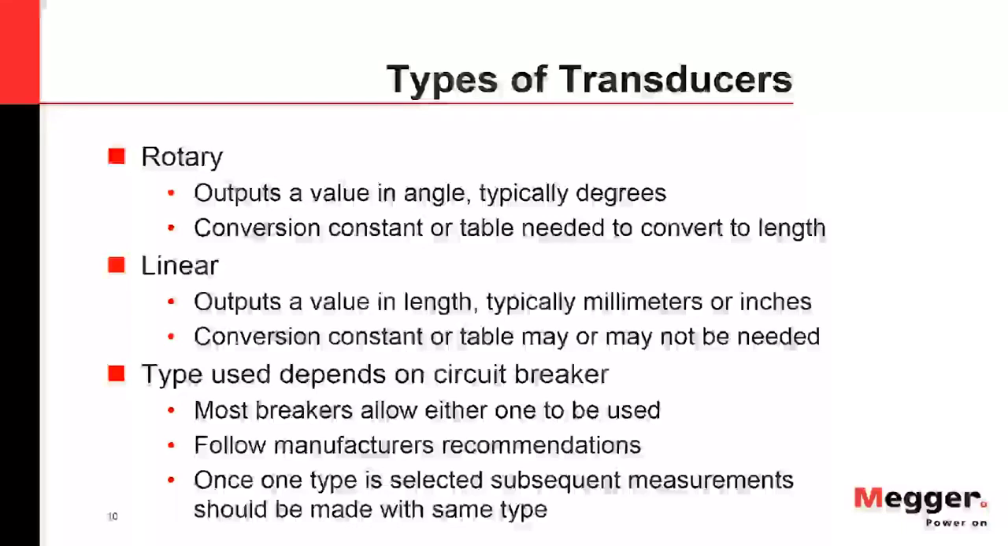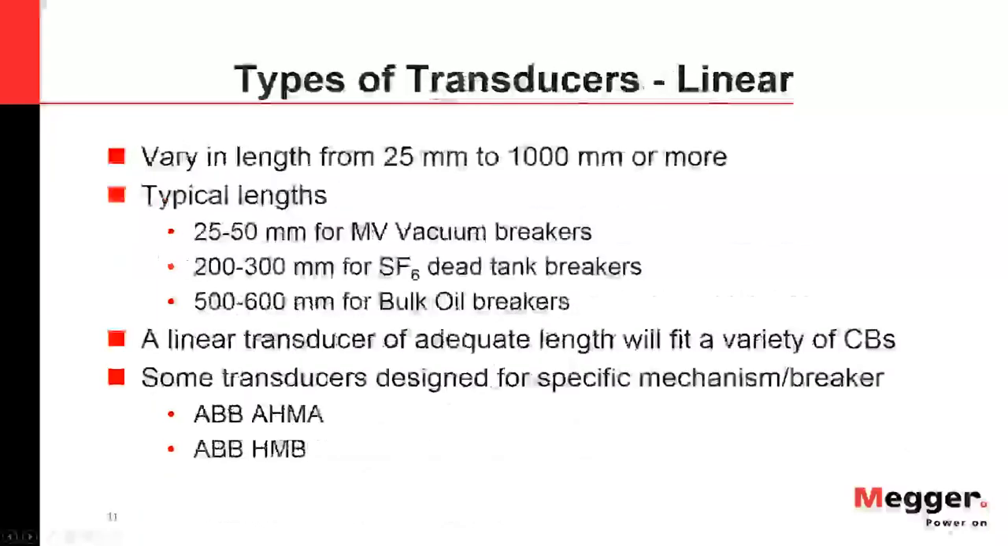The type of transducer you use depends on the circuit breaker. Even though a manufacturer may recommend a linear to their customers because that's what a lot of people are used to using, some will measure with a rotary. Or, if some people are more familiar with rotaries, they might hook up a rotary. A lot of times you can use one or the other with a certain type of breaker. But generally, what I do is I try to follow the manufacturer's recommendations, and then once I select one and use it on commissioning, I try to use that same transducer for all my future tests to be consistent and to be able to compare my measurements over time.